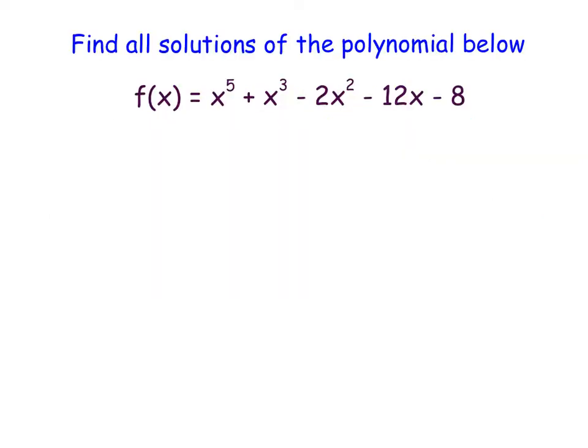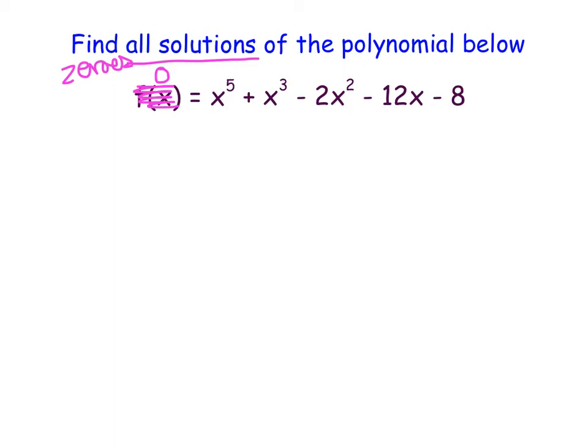So for the example you see on the screen, our goal is to find all solutions, both real and imaginary, for this polynomial function. Now remember, when we are finding the solutions here, we are finding all of the zeros. We're looking for when y is equal to 0. So essentially we're going to take this entire equation and set it equal to 0.